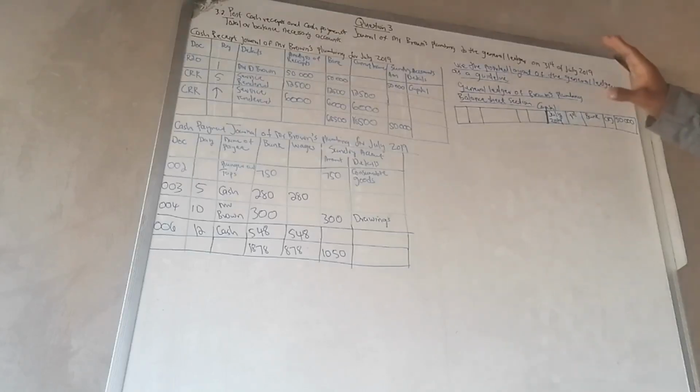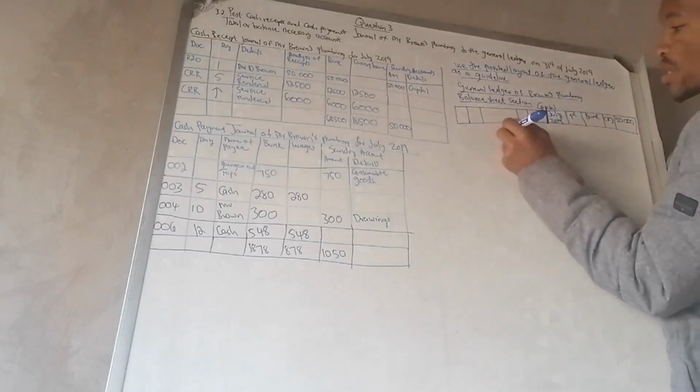Right, now we are done with capital. They want us to fill in this information. Secondly, they give us the drawings.